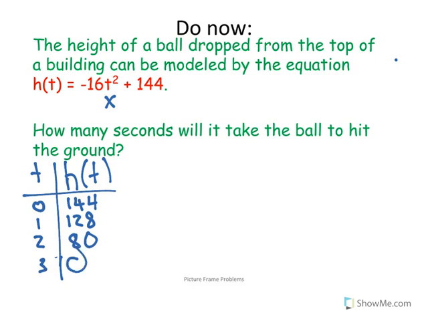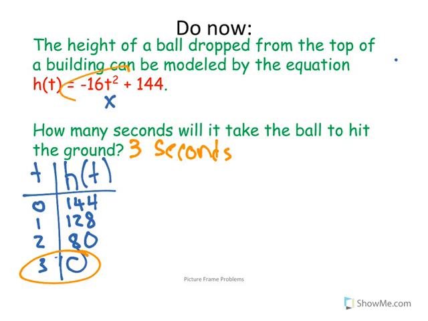So the question is saying, how many seconds will it take the ball to hit the ground? Well, after 3 seconds, the height is 0. Well, that means it hit the ground, right? If the height of an object is 0, it's on the ground. So the answer would be 3 seconds. And that's really not going to be our preferred way of doing this, right? We spent weeks and weeks on quadratic equations for a reason.